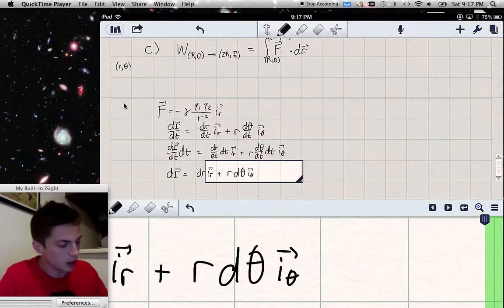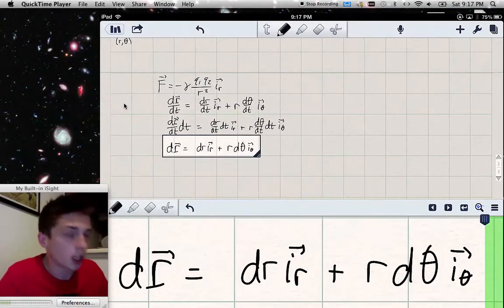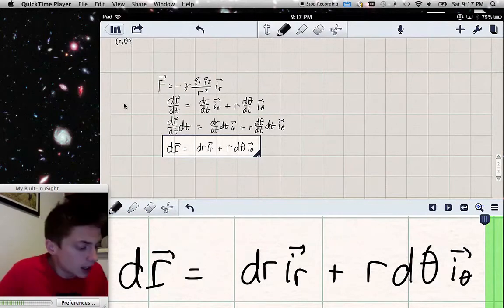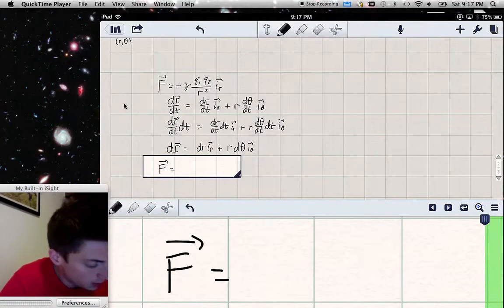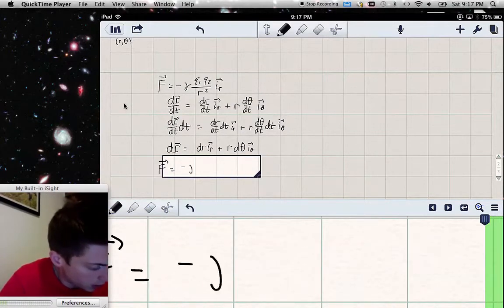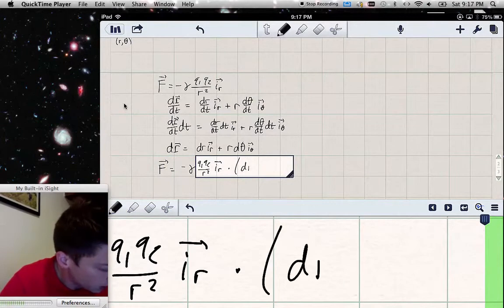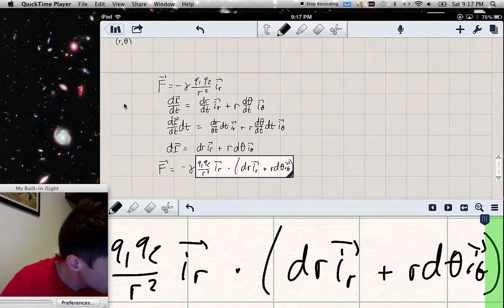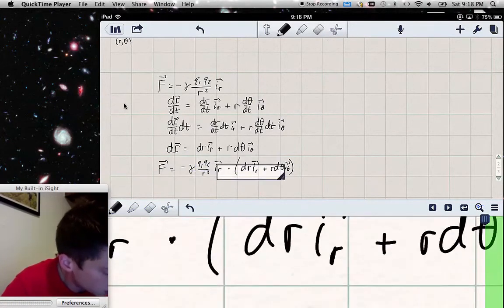Okay? So let's first just take F dot dr. Here's F, here's dr. We take the dot product. i_r dot i_r is 1. i_theta dot i_r is going to be 0. Okay? So let's show that real quick. Negative gamma q1 q2 over r squared i_r dot with dr i_r plus r d theta i_theta. So we distribute the dot over each term in the sum.